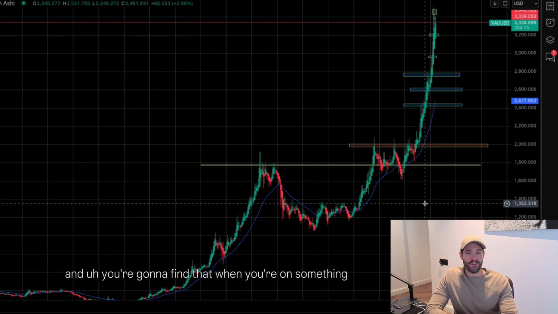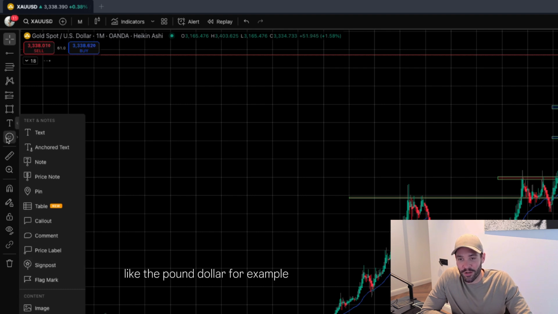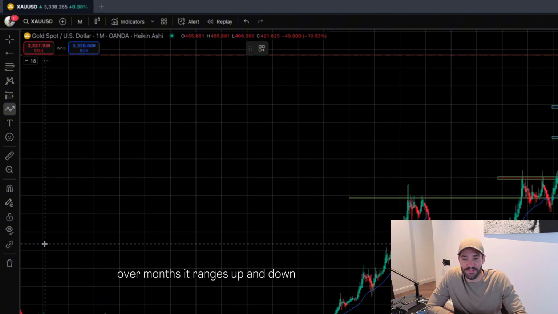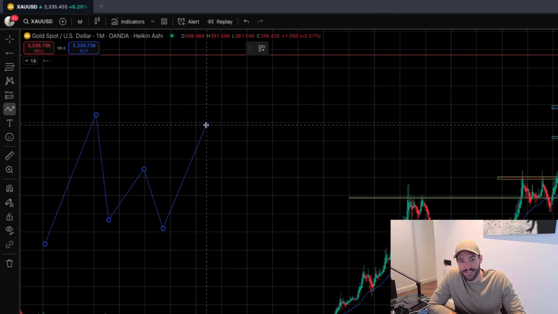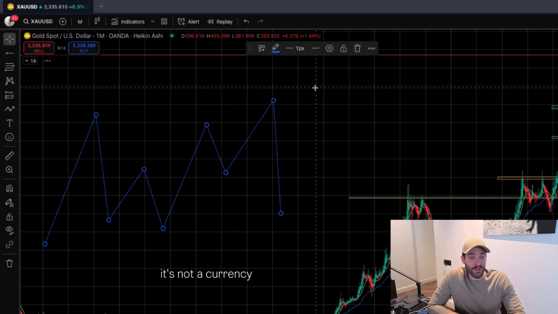And you're going to find that when you're on something like a normal currency pairing, like the pound dollar, for example, you're going to see that price actually over time, over months, it ranges up and down, but it comes back to like a middle range. But with something like gold, which is what I trade, it is an asset, it's not a currency.